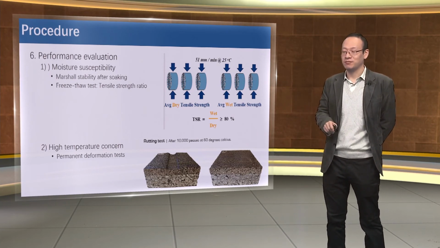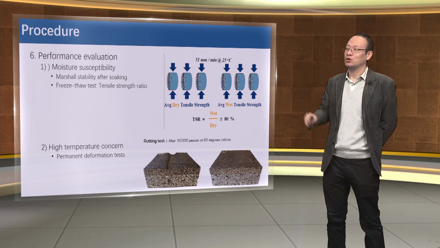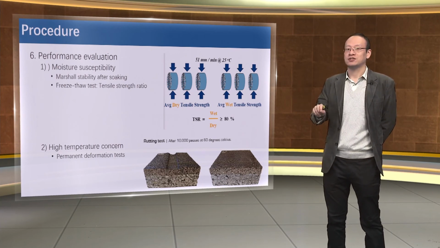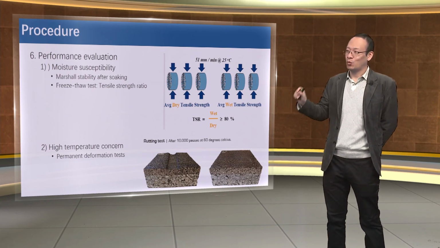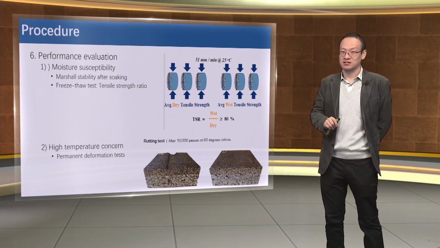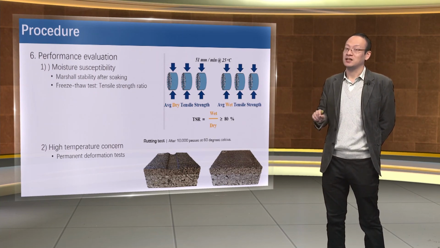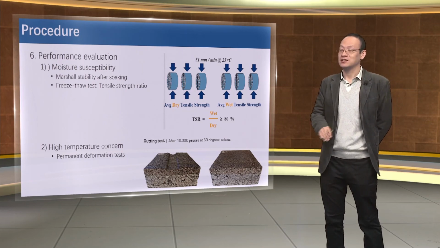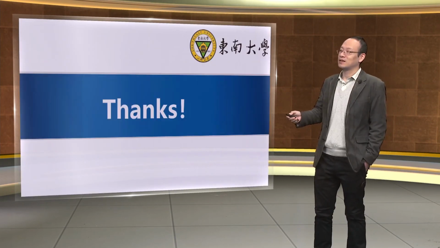For the high temperature concern, there are many types of applied loading test. We just measure how much rutting depth and the rate of rutting increment to make sure our mixture meets the requirement. After we validate through these 2 or even more laboratory tests, we can tell contractors now 4.8 is your optimal asphalt content. So that's the whole procedure of Marshall stability. Thank you very much.